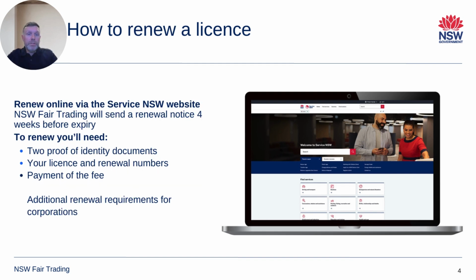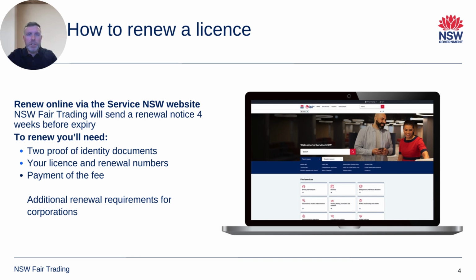How to renew a license. When you need to renew your license, New South Wales Fair Trading will send you a renewal notice with instructions about 4 weeks before expiry. Before you renew your license, ensure you have completed the required continuing professional development, which is often referred to as CPD. You'll need to complete your renewal online via the Service New South Wales website. When renewing, you'll need a My Service New South Wales account. Setting up an account requires 2 proof of identity documents, your license and renewal numbers, and payment of the fee.